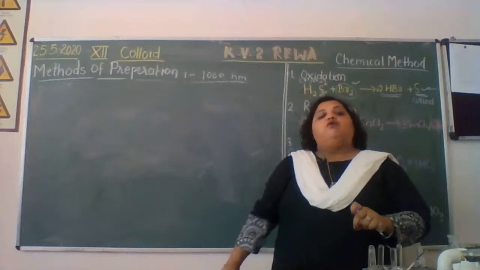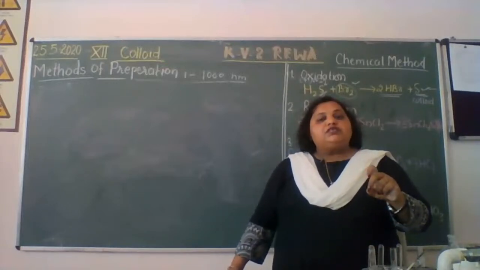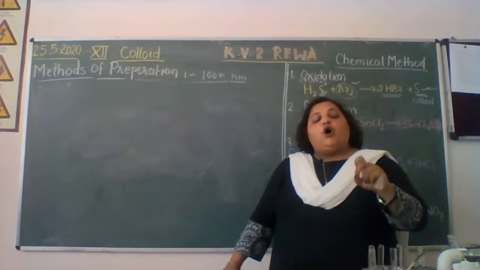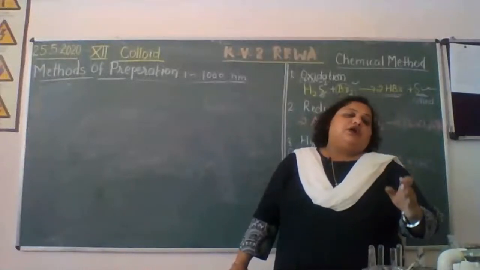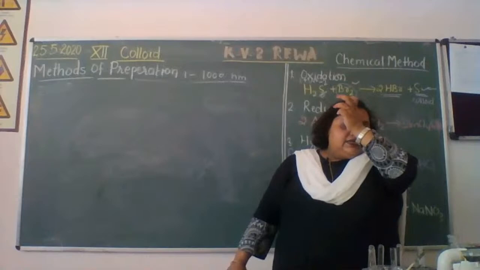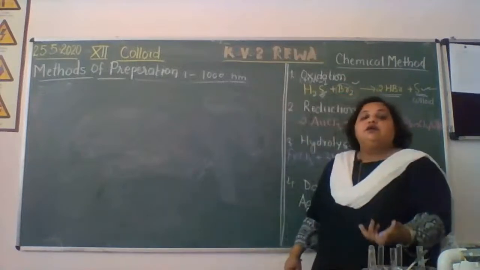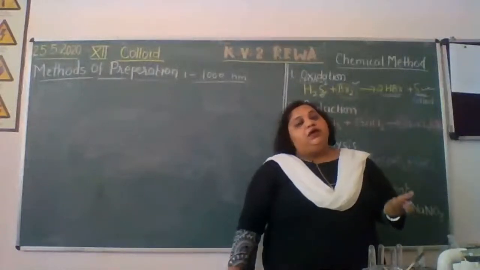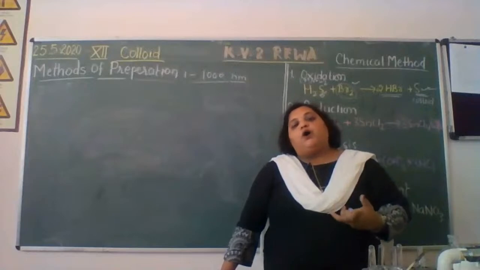The name of the reaction is given on the basis of the dispersed phase of which you want to prepare the colloidal solution, not on the basis of the other reactants present in the chemical reaction. Definitely, if one is undergoing oxidation, the other may be reduced, right? But since we want to prepare, what is my objective?